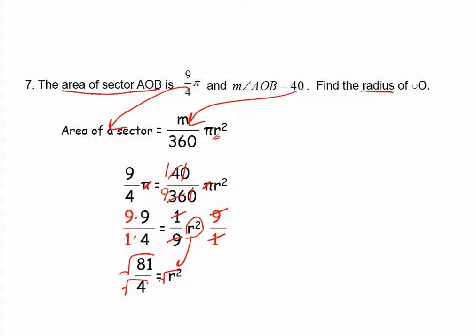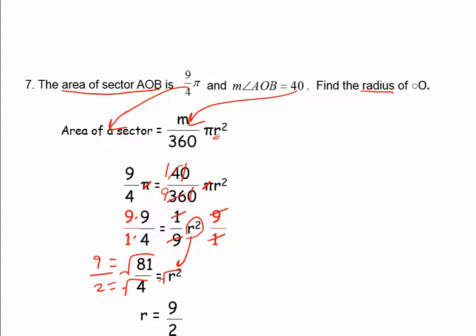I'm going to take the square root of both parts. What's the square root of 81? And what's the square root of 4? Leave it as a fraction. So r is going to equal 9/2.